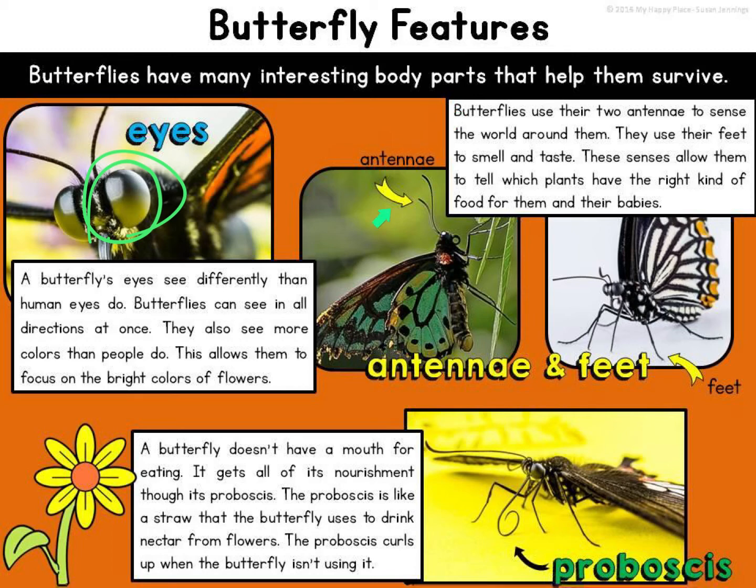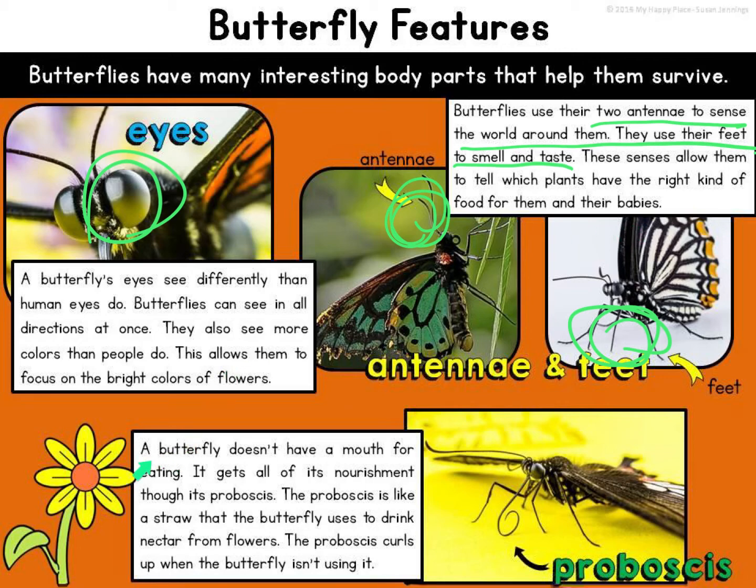Butterflies have antennas, and they use their two antennae to sense the world around them. They use their feet to smell and taste. Wow, that's a fun fact I just learned. They kind of flipped, so they use their antennas to feel things, and then they use their feet to smell and taste. These senses allow them to tell which plants have the right kind of food for them and their bodies.